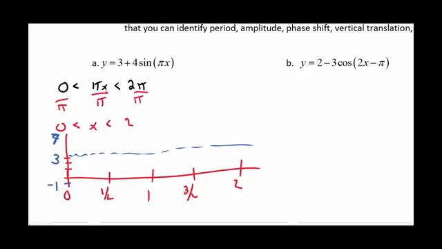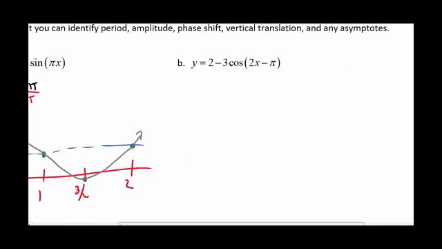Okay, so then I want to follow the sine pattern. Sine starts in the middle, up to the top, middle, down to the bottom, back to the middle. And then draw a smooth, continuous curve. And so there's our sine graph.